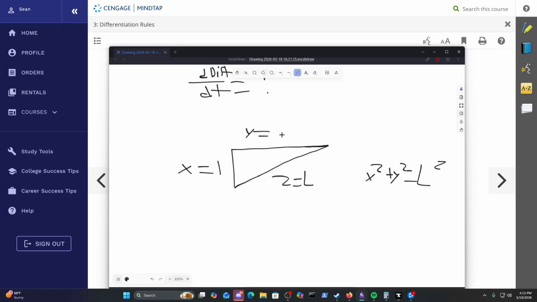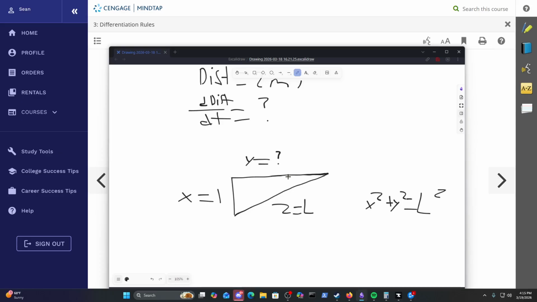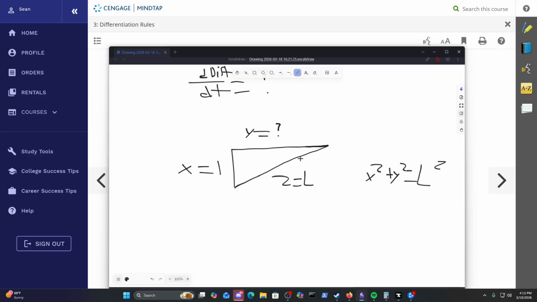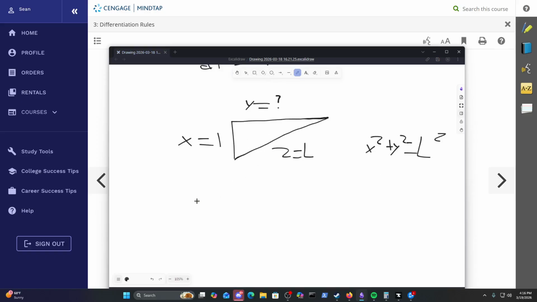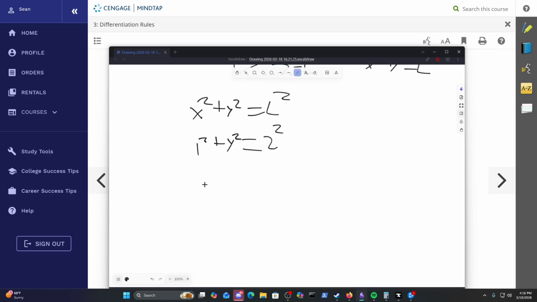And we'll say this is our y, but do we know the y yet? It doesn't look like we've been given the actual horizontal distance that the plane traveled across, right? We just know the straight line distance, which is the hypotenuse. So we're going to need to find that. How do we find that? Well, again, Pythagorean theorem. x squared plus y squared equals L squared. Then we plug everything in. So 1 squared plus y squared equals 2 squared. And then obviously 1 squared is just 1, plus y squared equals 4.